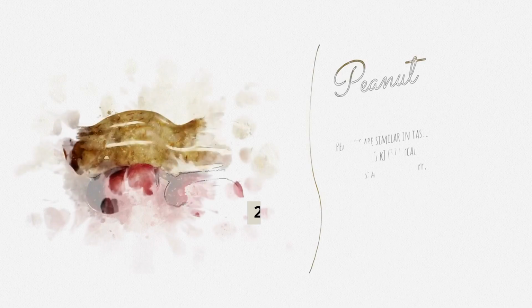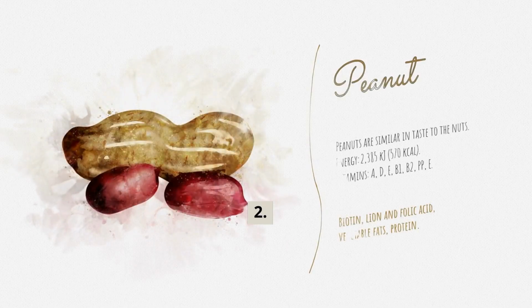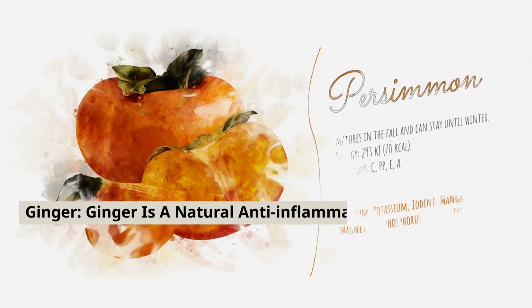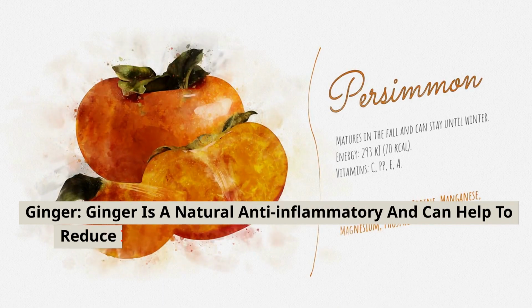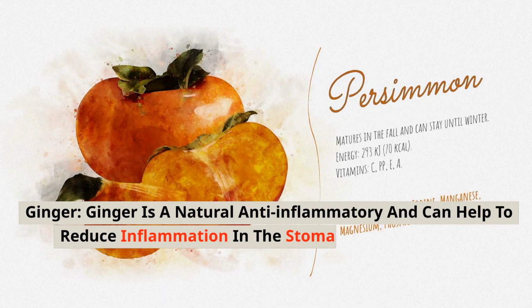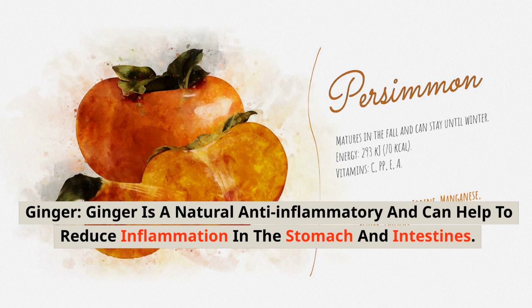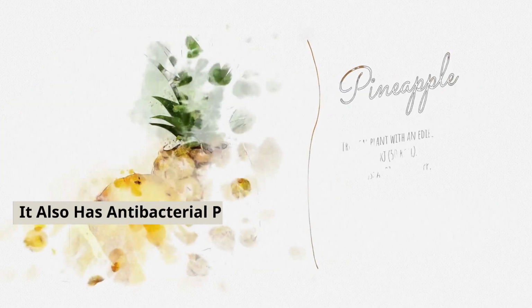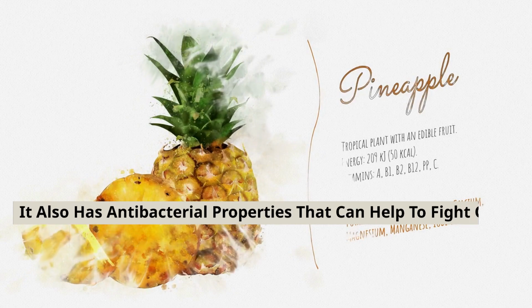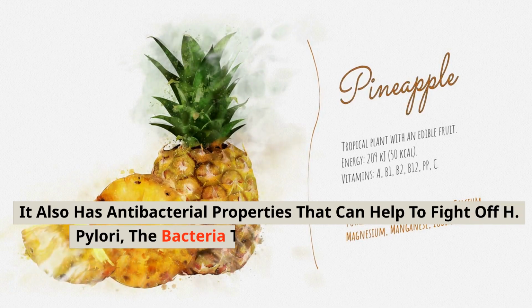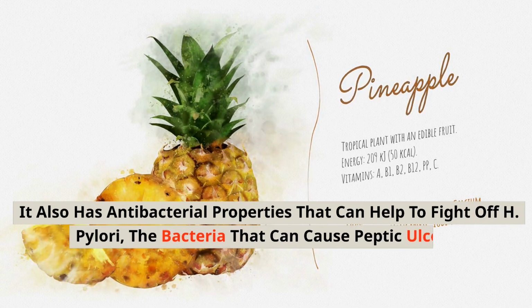2. Ginger. Ginger is a natural anti-inflammatory and can help to reduce inflammation in the stomach and intestines. It also has antibacterial properties that can help to fight off H. pylori, the bacteria that can cause peptic ulcers.